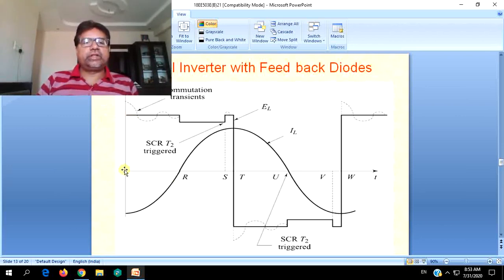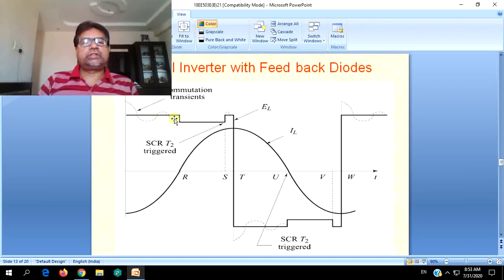At instant T0 itself voltage is there but current is lagging. Current starts to increase positively from the instant R, whereas voltage is there before that. Voltage is already maximum, and when voltage is becoming zero, current becomes maximum. So this is for inductive loads. Because of the inductance, the current takes the shape of a sinusoid and lags behind the voltage, and the shape of the voltage waveform is a rectangular or square wave type.